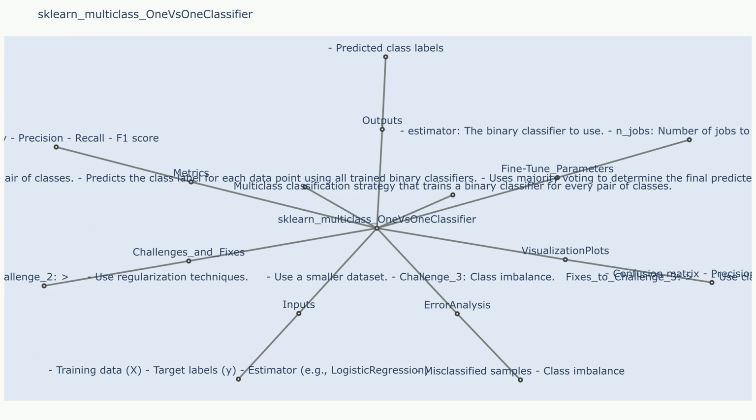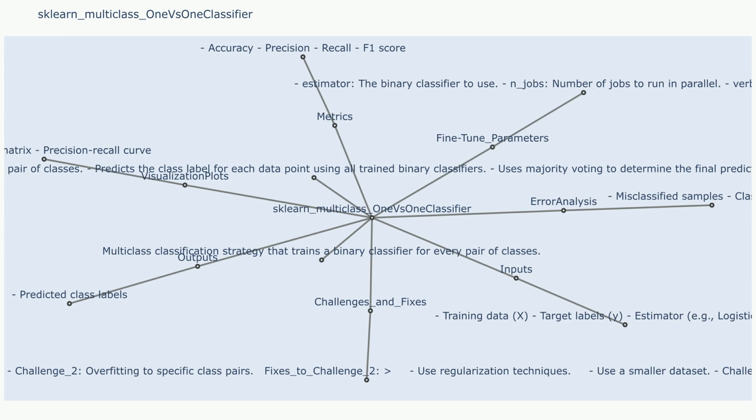Challenge 2. Computational cost. Training a large number of binary classifiers can be computationally expensive. Sample use case that resulted in challenge 2. If the number of classes is large, training a One-vs-One classifier can be computationally expensive. Fixes to challenge 2. Use a smaller number of classes or reduce the complexity of the binary classifier.